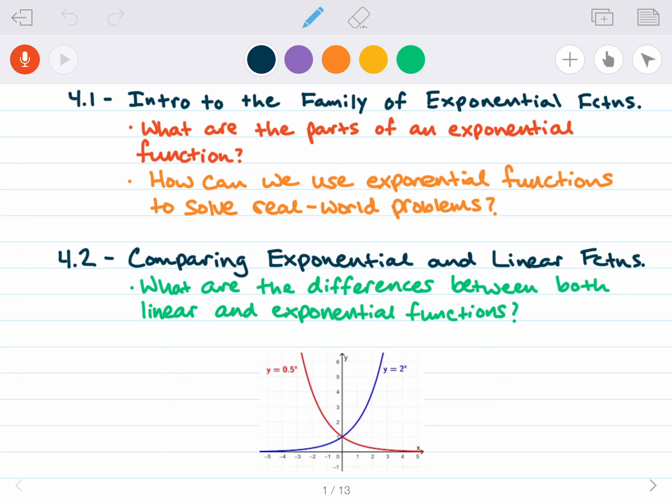Hey guys, in this video we're going to talk about section 4.1 in the textbook. We're going to introduce exponential functions and look at the various parts, and it's just going to be a pretty simple introduction. In the next video we're going to talk more about the differences between exponential functions and linear functions, and we're also going to look at their graphs.